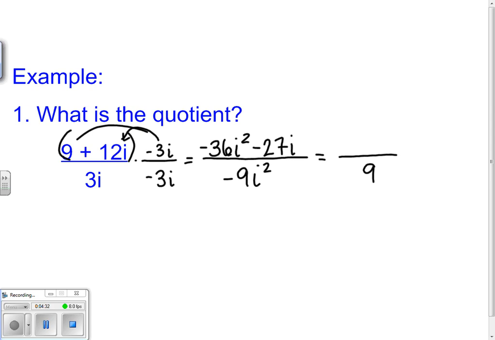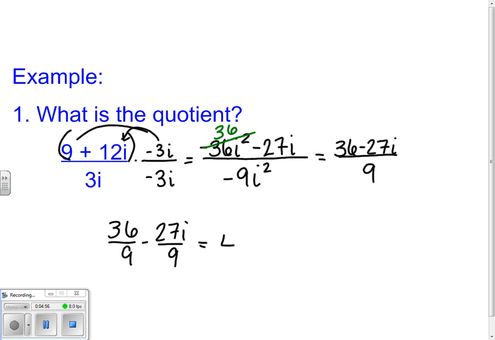Now I'm going to play two tricks in the next step. First of all, I'm going to change this negative 36i squared to a positive 36. And then I'm going to rewrite this 36 minus 27i as two separate fractions. We first did that in this course when it came to the quadratic formula. We make this 36 over 9 minus 27i over 9, which reduces to 4 minus 3i.